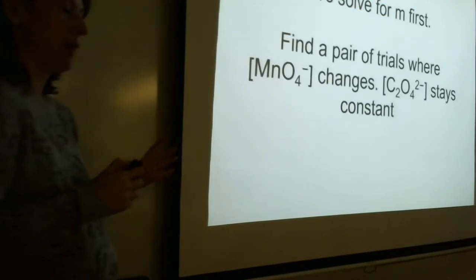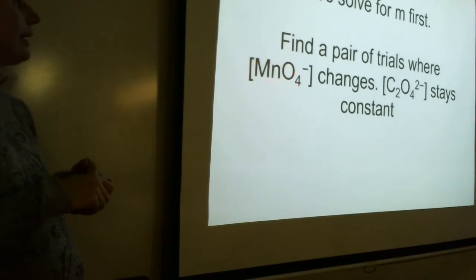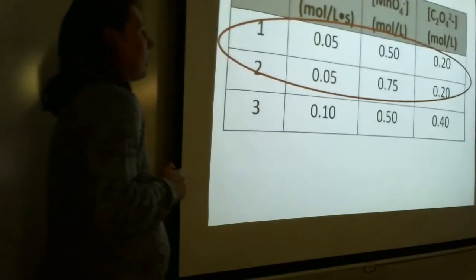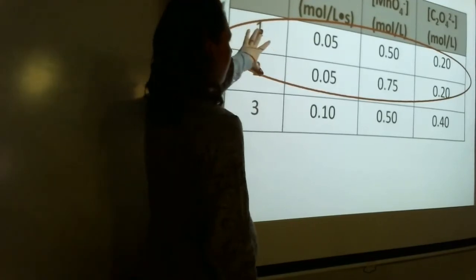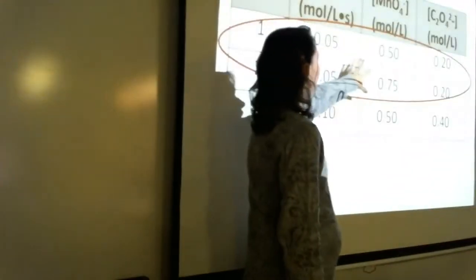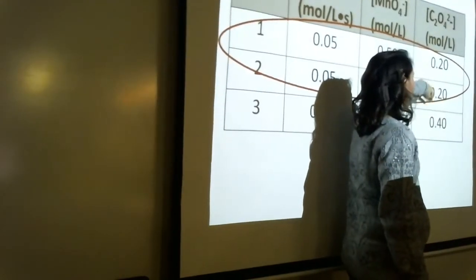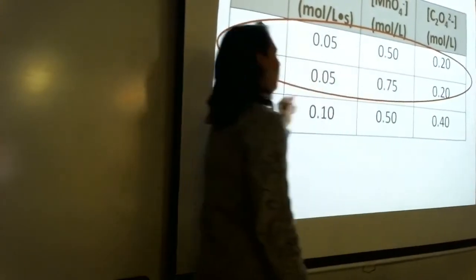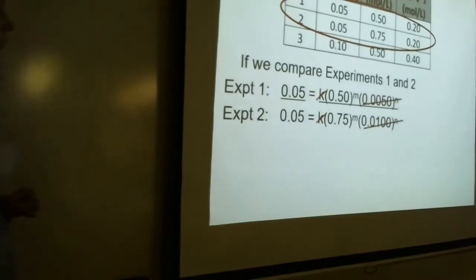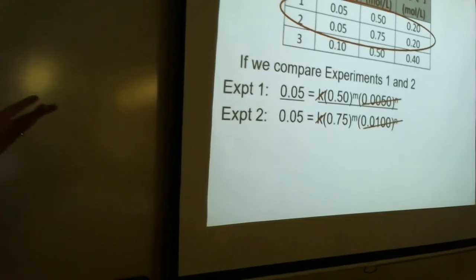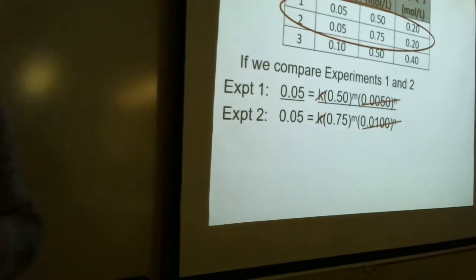Okay, so we want to pick a pair where permanganate is changing and oxalate is not. So I picked trials 1 and 2, right? There's the rate, there's concentration, there's concentration. Notice this is the one that's going to cancel. This is the one that's going to not cancel. Okay. So 1 over 2 or 2 over 1, it makes no difference. You can go either direction, whichever floats your boat.